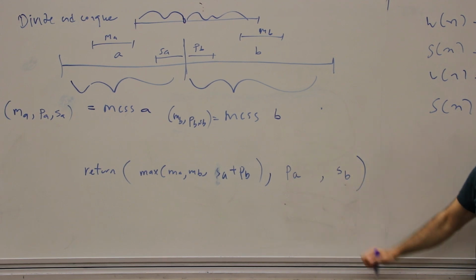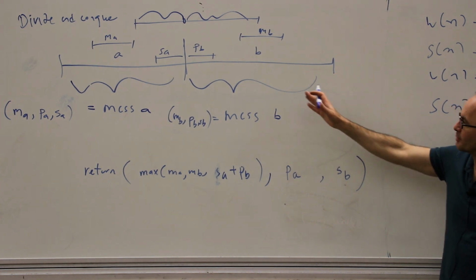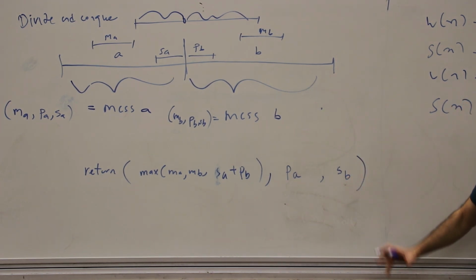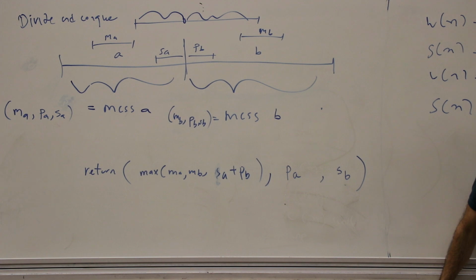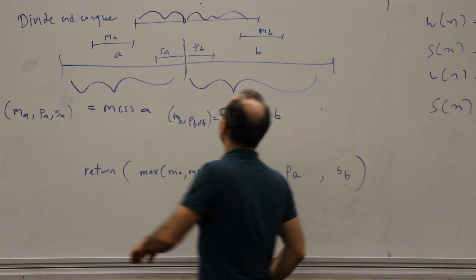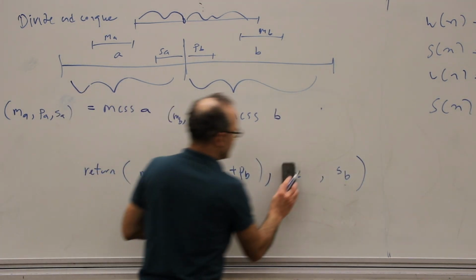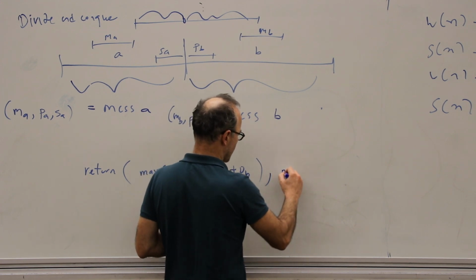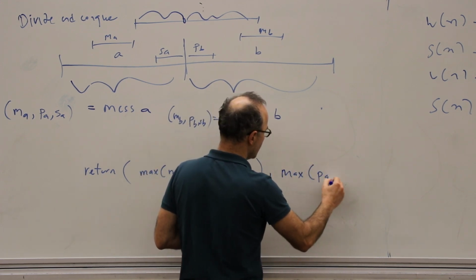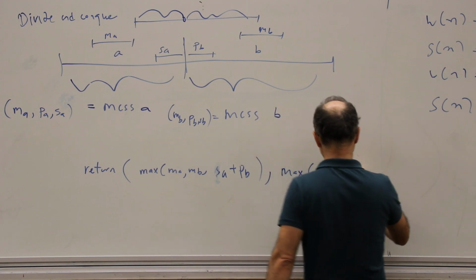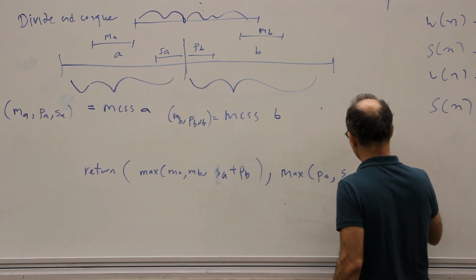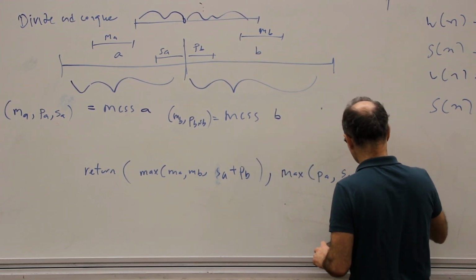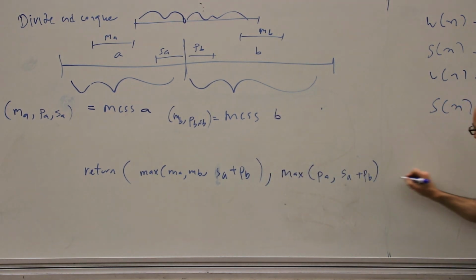But what is the largest prefix? Is it just PA? No, yeah. Oh, it's the max of either PA or the sum of A plus PB. Excellent. So it's the max of PA, and it could also be this, let's call it the sum of A plus PB. And symmetrically for the suffix, we have a similar thing.